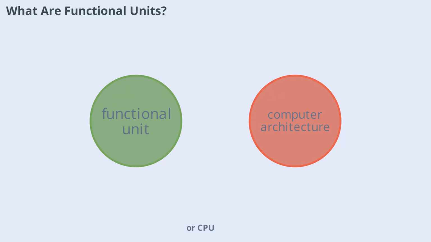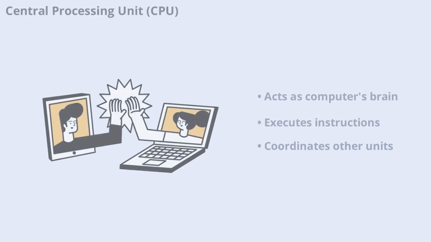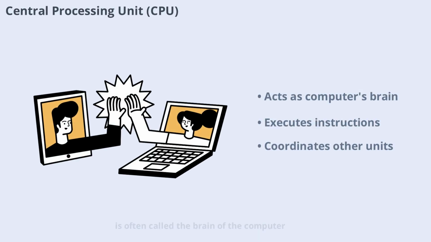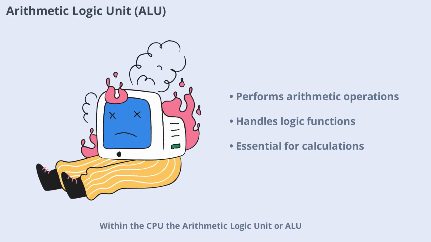Processing Unit, or CPU. The Central Processing Unit, or CPU, is often called the brain of the computer. It interprets and executes instructions, performing calculations and making decisions at lightning speed. The CPU coordinates the activities of all other functional units, ensuring that data flows smoothly and tasks are completed efficiently. Without the CPU, a computer would be unable to function, as it is responsible for running programs and managing system resources.